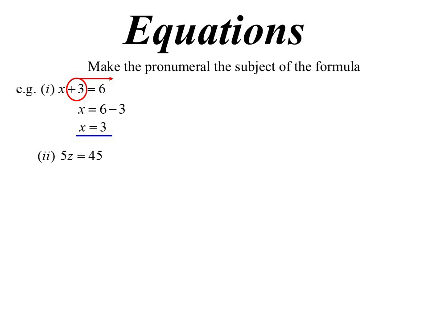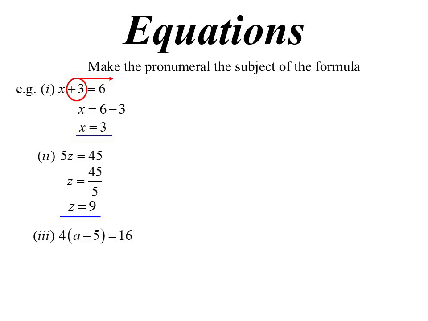Something like this. 5z equals 45. I want to get the z by itself. Well, it's a factor, so I undo the factor. How do you undo that? Factorising is dividing. So divide by 5, 45 on 5. Well, of course, that's 9.